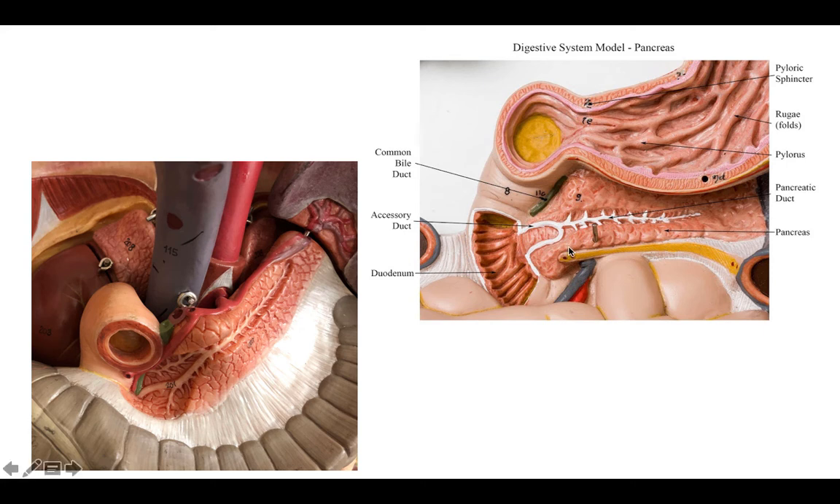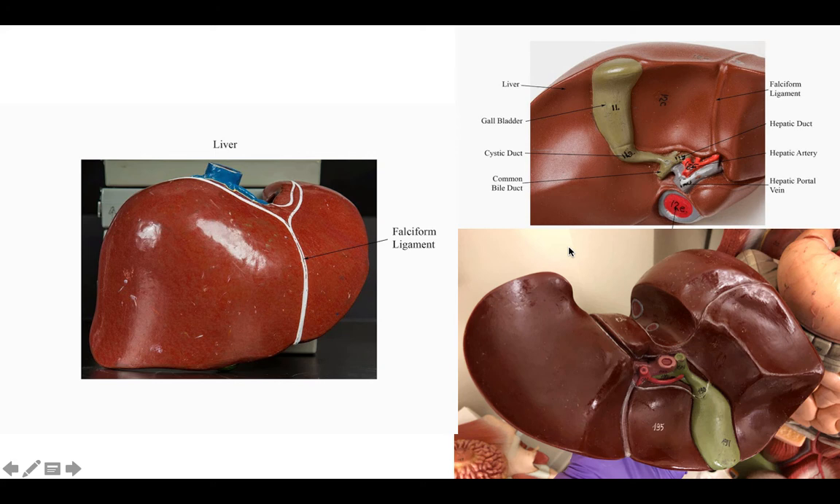So then we've got the pancreas. That's one of your accessory organs. And then we've got the liver here, which I kind of just talked about. It's this really large organ in the right upper quadrant. I'll show you that in just a minute. And remember, it's suspended from the diaphragm and the anterior wall by this falciform ligament, which they drew here in white.